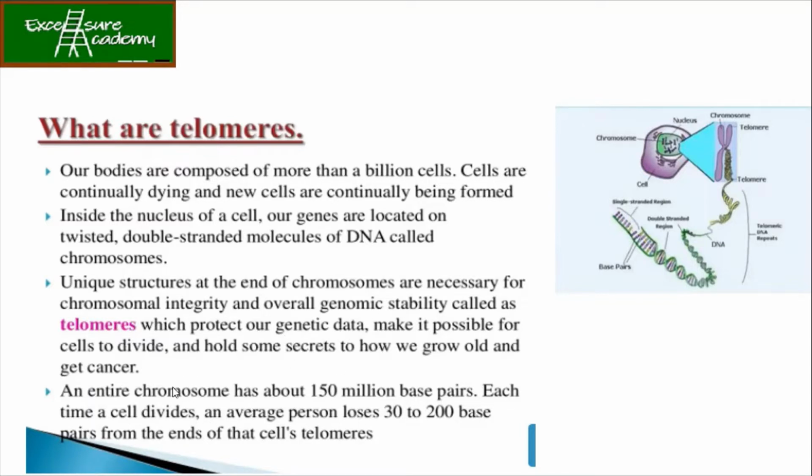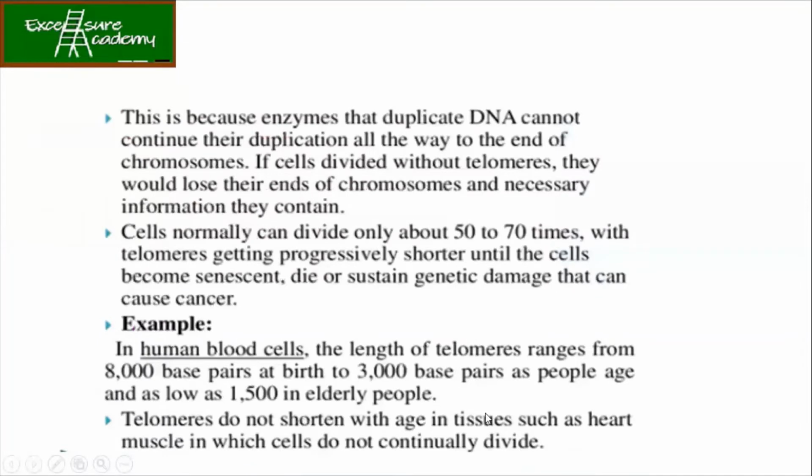The advantages of having the telomeres, we have already discussed. The entire chromosome has about 150 million base pairs, and each time a cell divides, the average person loses around 30 to 200 base pairs from the ends of that cell's telomeres. This is because the enzyme that duplicates the DNA cannot continue the duplication at the end. We have already discussed this. Now, cells normally can divide only about 50 to 70 times, with telomeres getting progressively shorter until the cell becomes senescent, dies, or sustains genetic damage that can cause cancer.